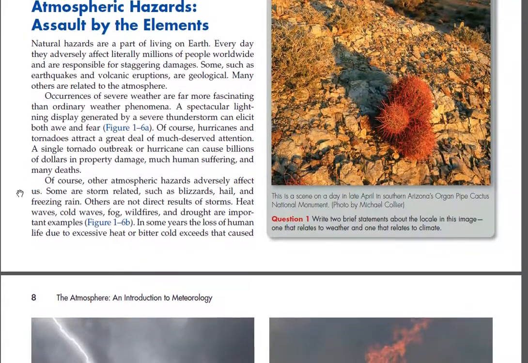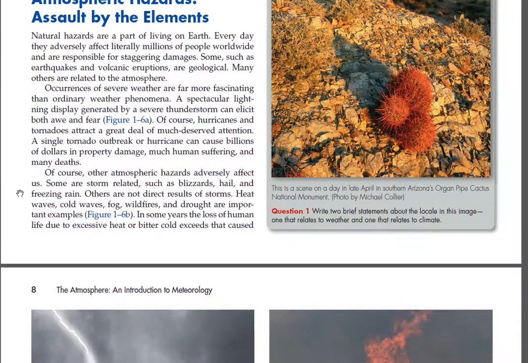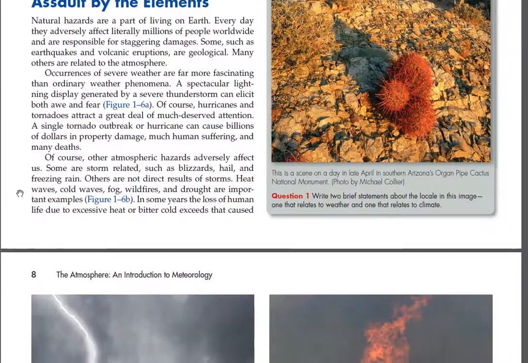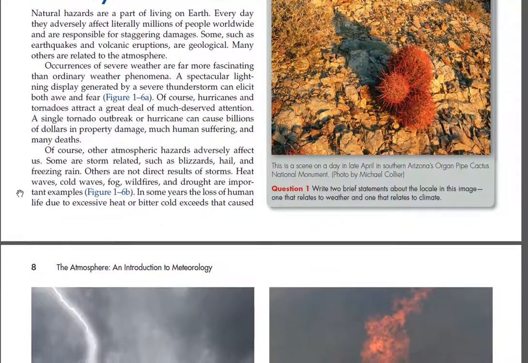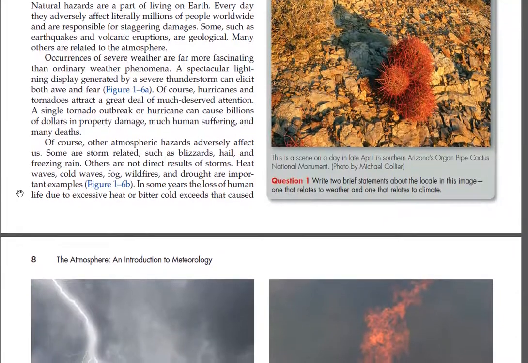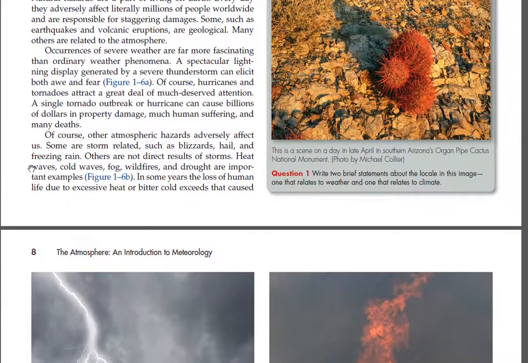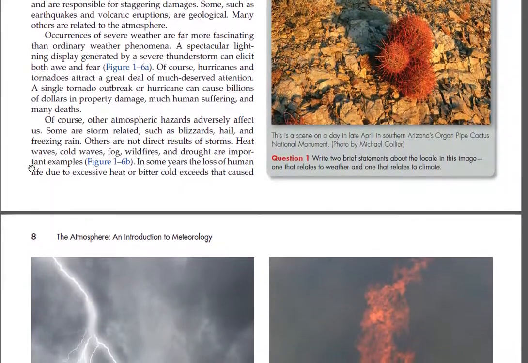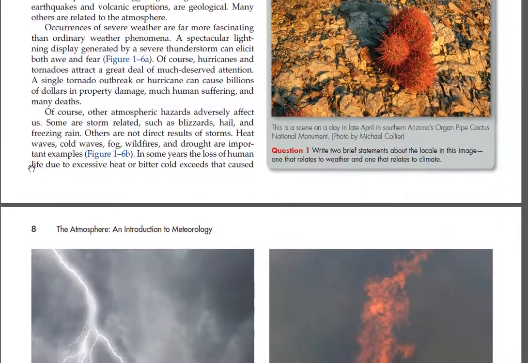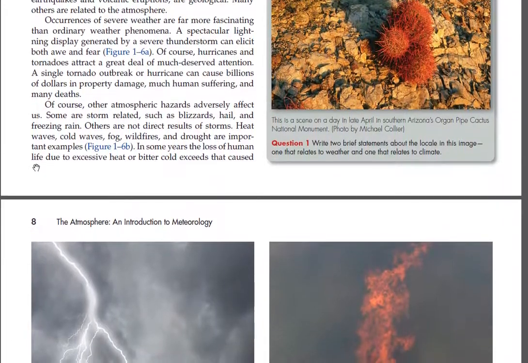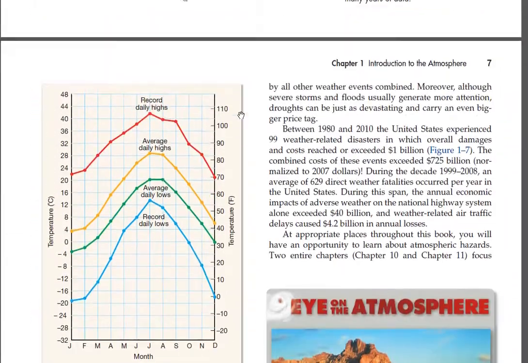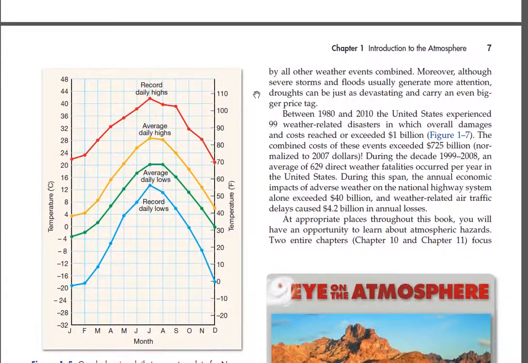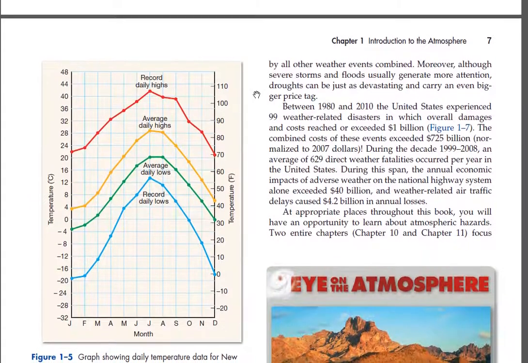Of course, other atmospheric hazards adversely affect us. Some are storm-related, such as blizzards, hail, and freezing rain. Others are not direct results of storms. Heat waves, cold waves, fog, wildfires, and drought are important examples, Figure 1.6b. In some years the loss of human life due to excessive heat or bitter cold exceeds that caused by all other weather events combined. Moreover, although severe storms and floods usually generate more attention, droughts can be just as devastating and carry an even bigger price tag.